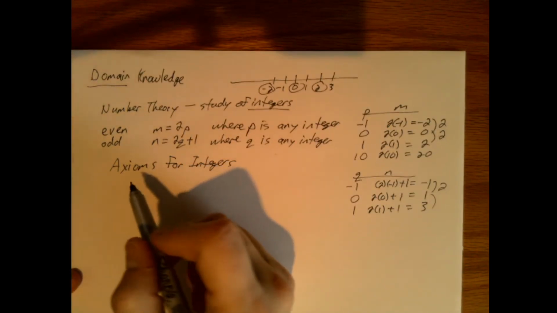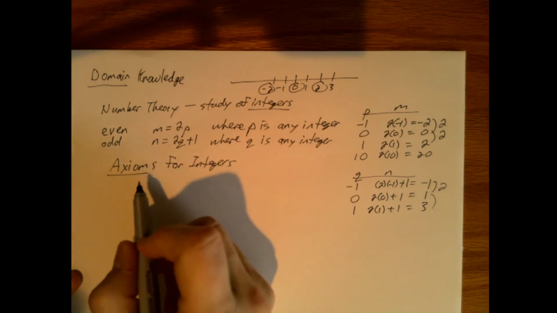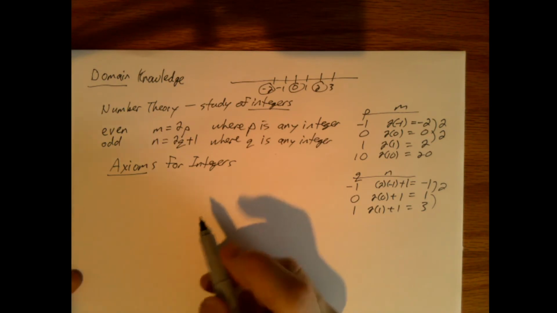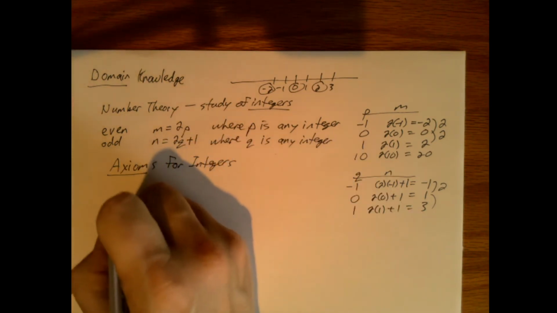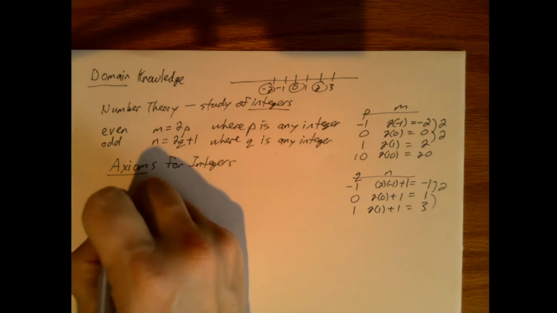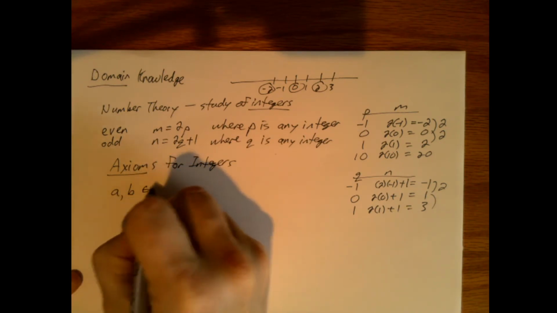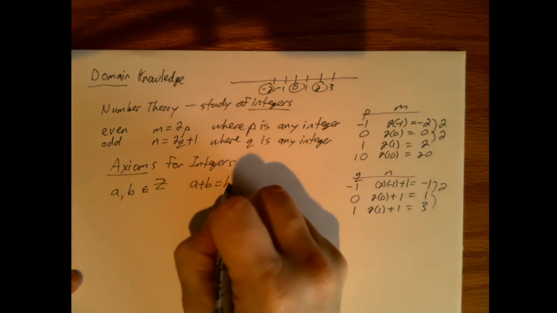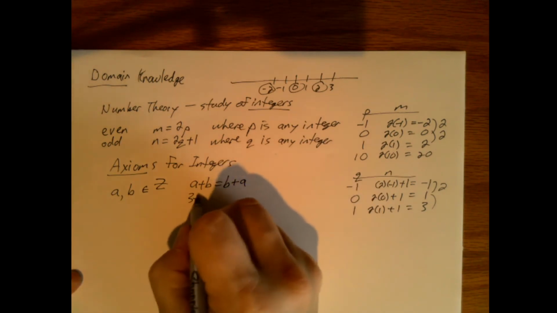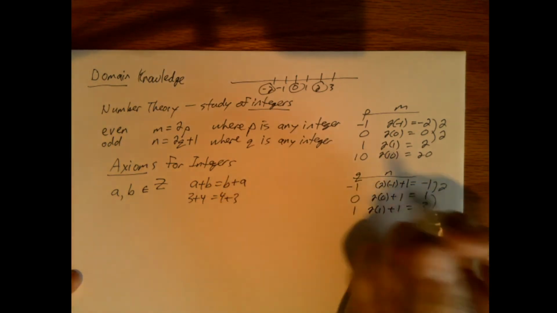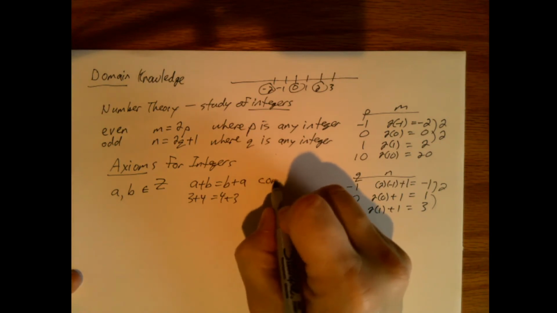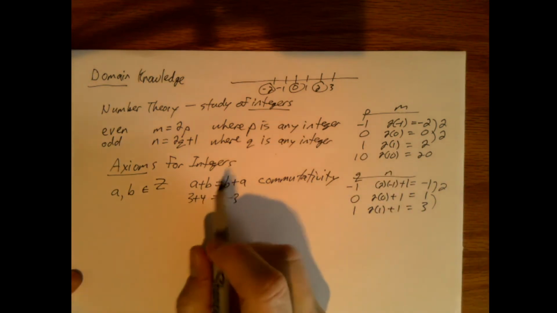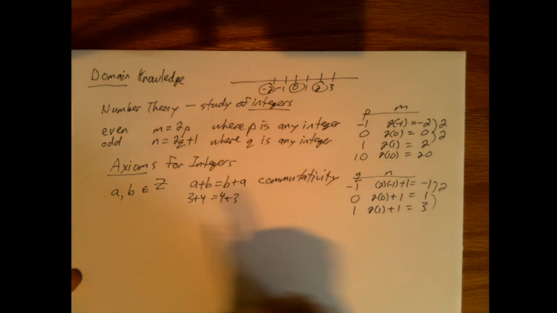Axioms are the foundation of mathematics. And what are axioms? Things that we assume are true because they seem so obvious. For example, if I have two integers a and b, so a and b are both elements of the integers, we know that a plus b is equal to b plus a, right? 3 plus 4 is equal to 4 plus 3. This is what we call commutativity. And we also have associativity and the distributive property and things like that, okay?